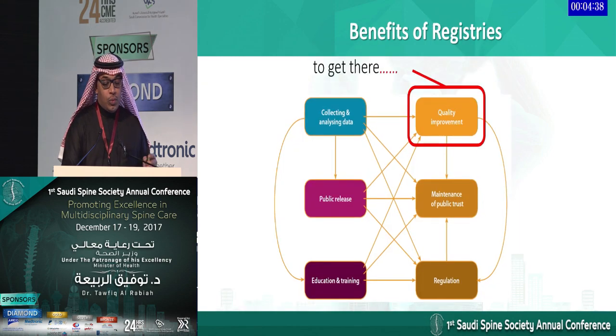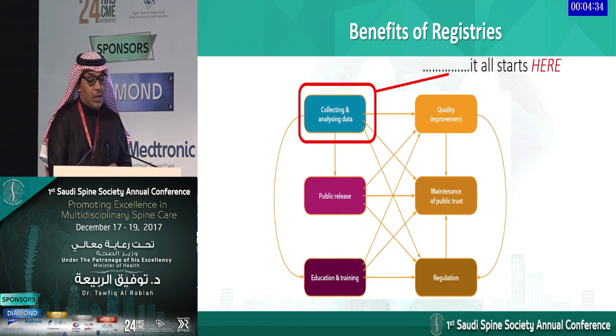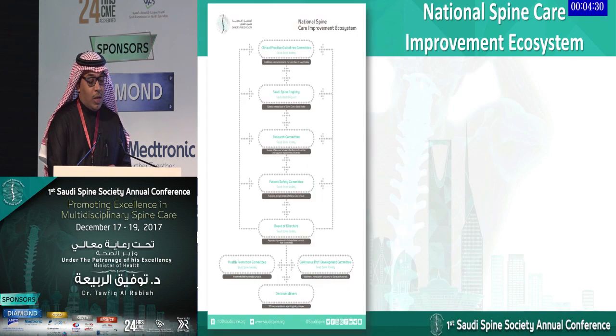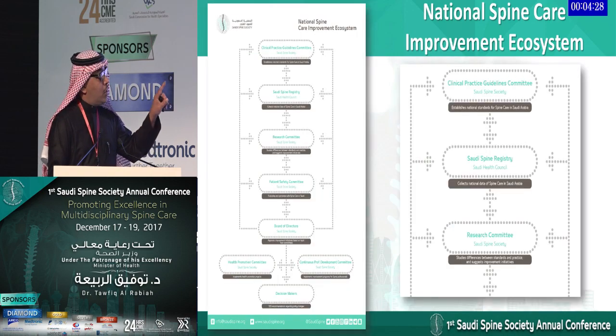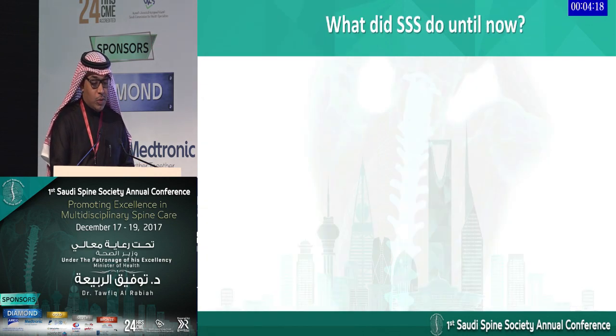So in order to improve the quality of care eventually, we need to collect and analyze data properly. This is what Dr. Hannah mentioned earlier. I'm going to focus on the clinical practice guidelines, the registry, and the research committee. It's very well interconnected. This is the framework and the idea that we have at the Saudi Spine Society.